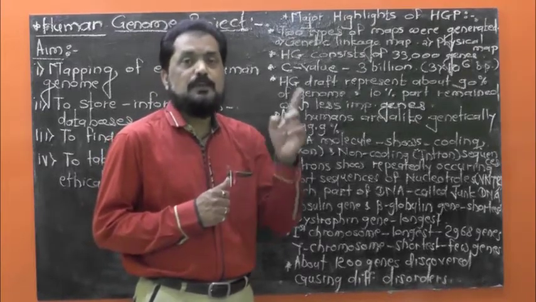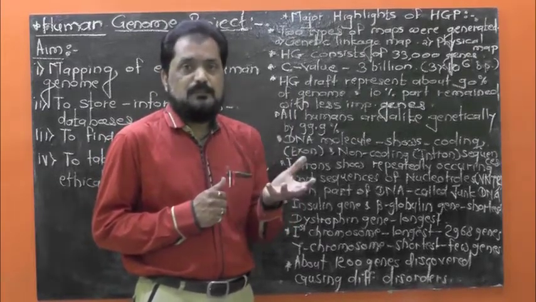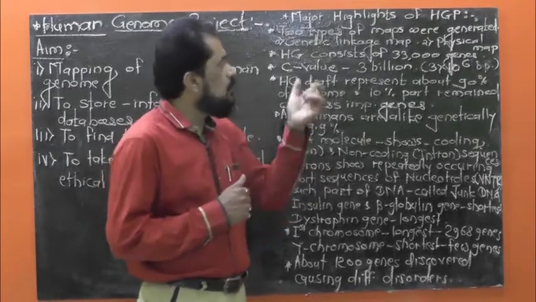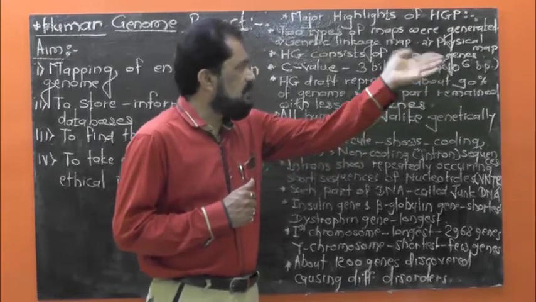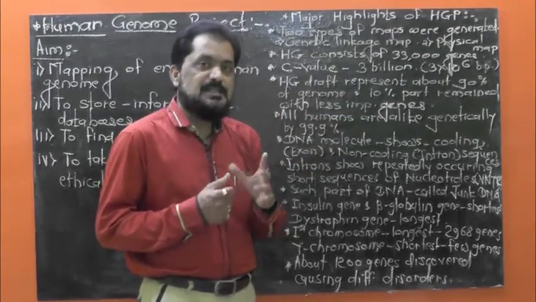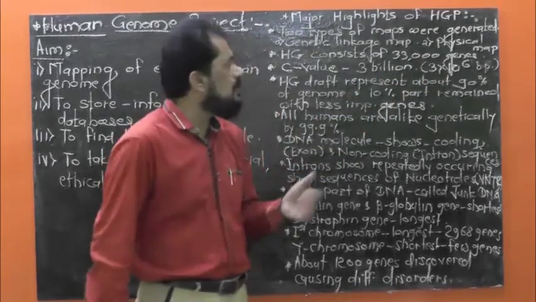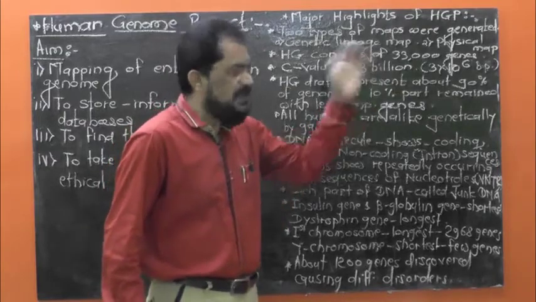But after the Human Genome Project, it came to be known that the human genome consists of only 33,000 genes, and the C value of the human genome is 3 billion.